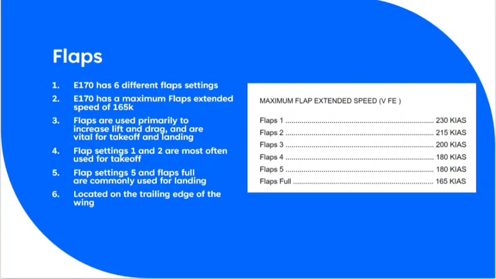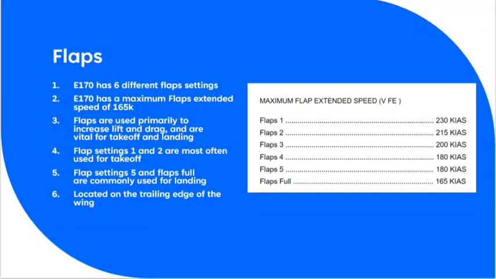Alright, so we're going to get started with flaps. The E-170 has 6 different flap settings, which you can see here, from flaps 1 to flaps full. So the maximum flaps extended speed, or VFE, for flaps full is 165. You can see all the other VFE speeds here. Flaps are used primarily to increase lift and drag, and therefore are vital for takeoff and landings.